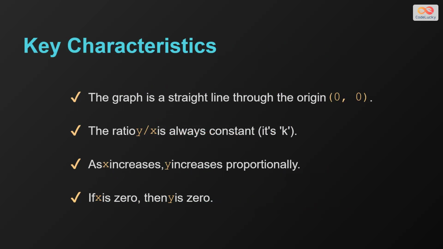To sum up, there are 4 key things to remember about direct variation. First, its graph is a straight line that goes through the origin. Second, the ratio of y to x is always constant. Third, as x gets bigger, y also gets bigger at a steady rate. And finally, if x is 0, then y must also be 0.